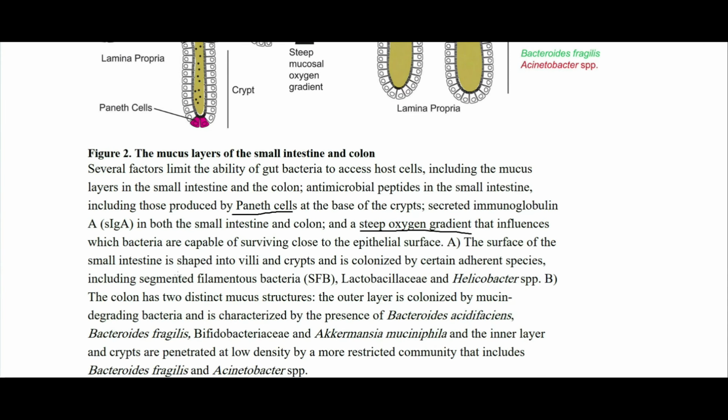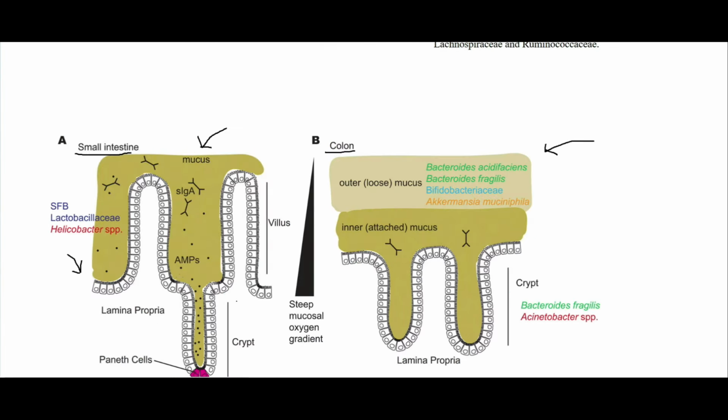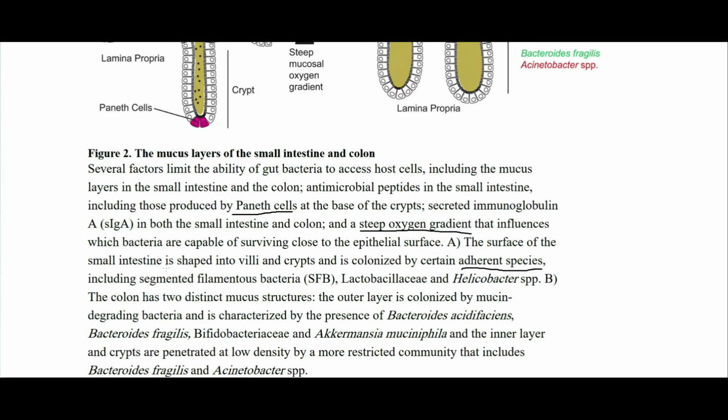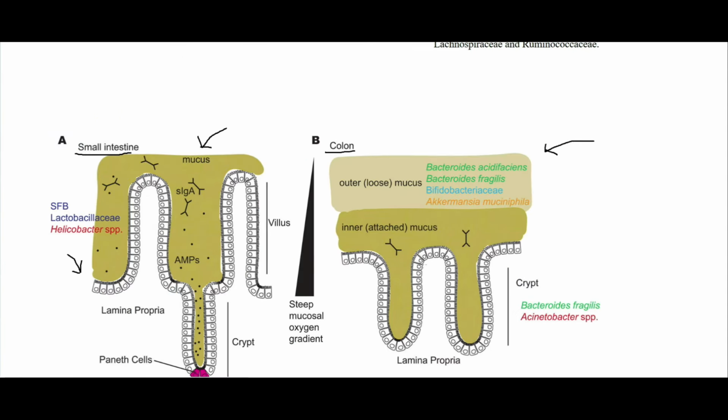The surface of the small intestine is shaped into villi and crypts and is colonized by certain adherent species, species that can adhere into the mucus and even onto the cell layer there, including segmented filamentous bacteria, SFB, lactobacilli, and Helicobacter, and then spp. just means multiple species. And so, yeah, there are some bacteria that can live in the mucus. Most of them live outside the mucus.